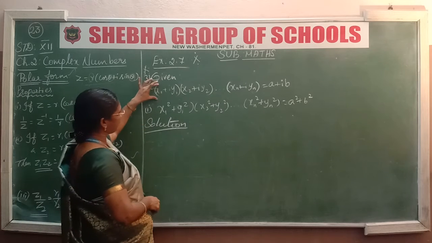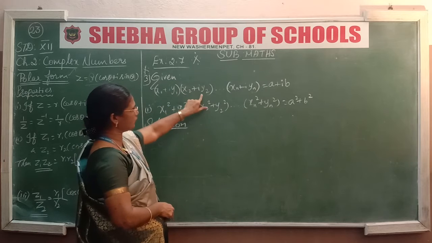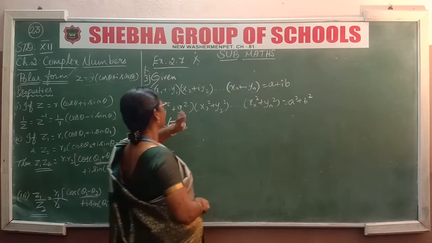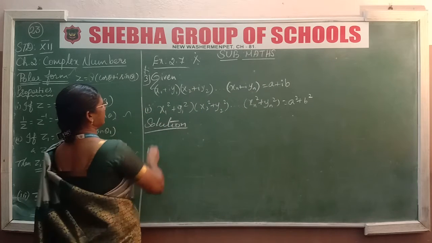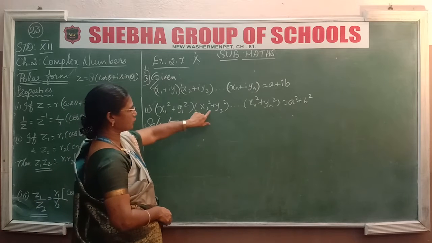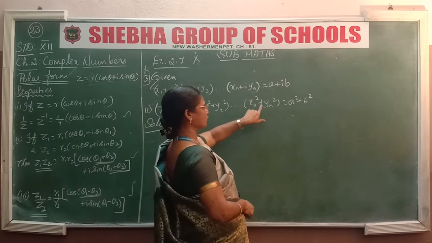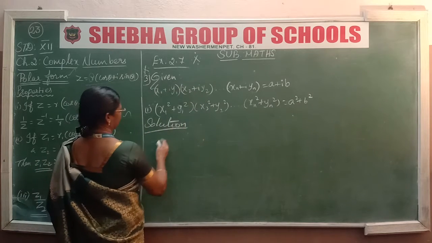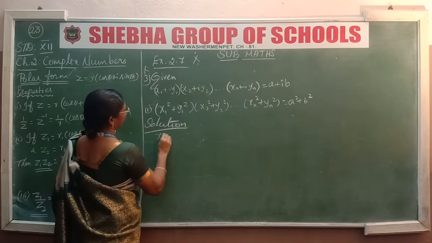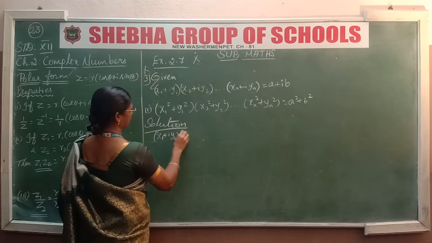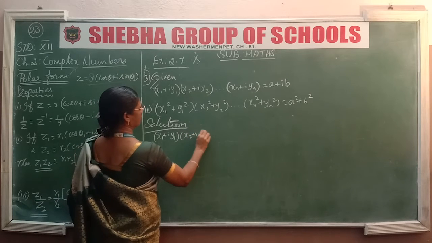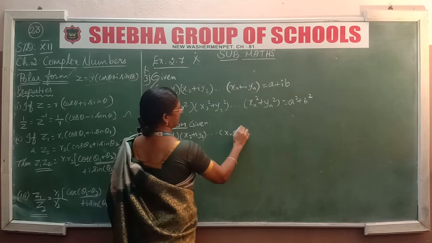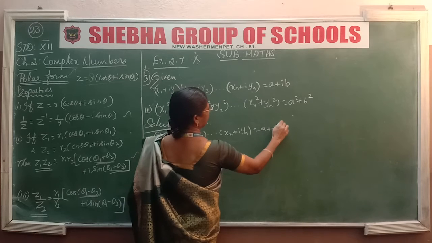Listen, it is given (x1 plus iy1) into (x2 plus iy2) and so on up to (xn plus iyn) equal to a plus ib. This is given. We have to prove that the first one is (x1 square plus y1 square) into (x2 square plus y2 square) and so on up to (xn square plus yn square) equals a square plus b square. First, taking the given statement, (x1 plus iy1) into (x2 plus iy2) and so on into (xn plus iyn) equals a plus ib.